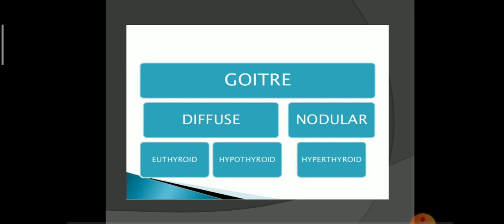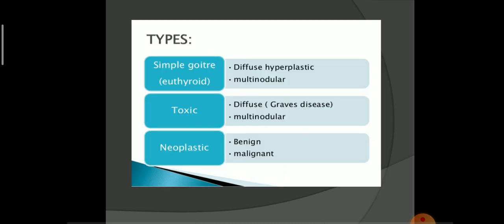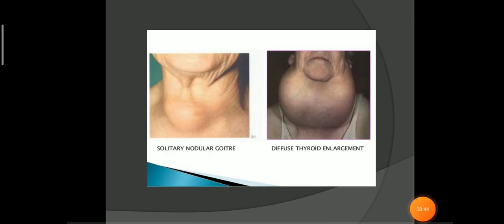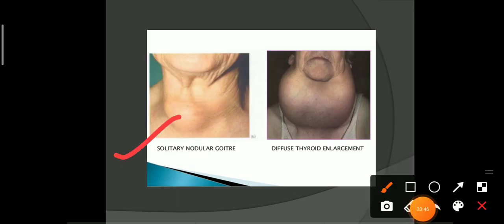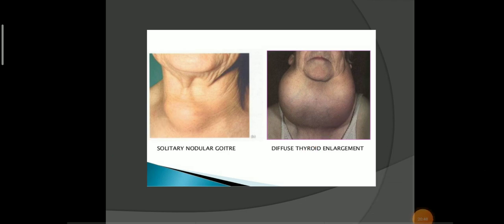Now let's get an idea about goiter. Goiter means an increase in the size of the thyroid gland irrespective of its cause. There are two types of goiter, diffuse goiter and nodular goiter. Diffuse goiter may be euthyroid or hypothyroid, and in nodular goiter we get hyperthyroidism. The types are simple, toxic and neoplastic. Graves disease comes under toxic goiter. Here is a picture showing a solitary nodular goiter and diffuse thyroid enlargement.